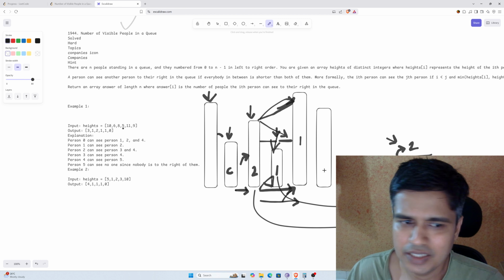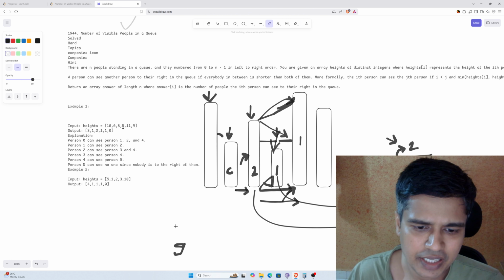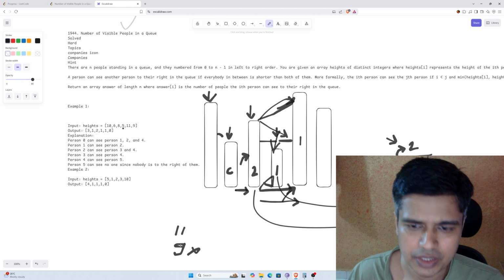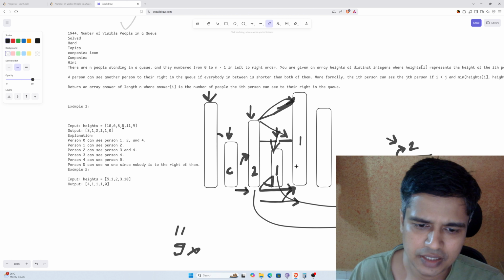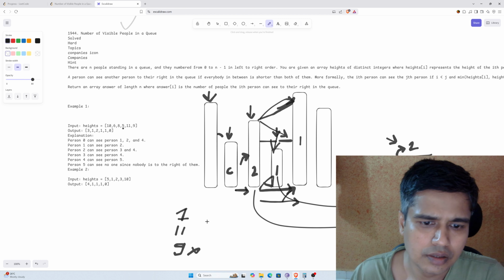So let's say first I keep the 9. Now after that I get the 11. Because I got the 11, I will be popping out the 9. I put in 11. After that we see 1. 1 is requiring this 11, so 1 will not do any harm. It will be just sitting over here as a duck. Sorry, this will be 5.